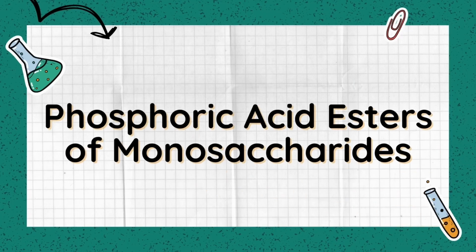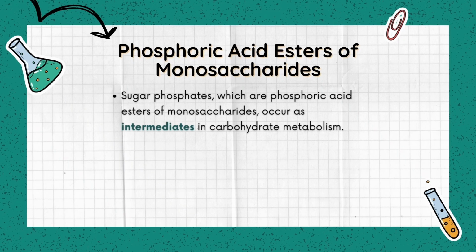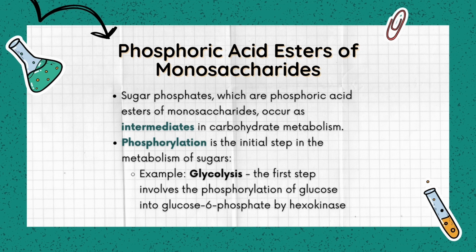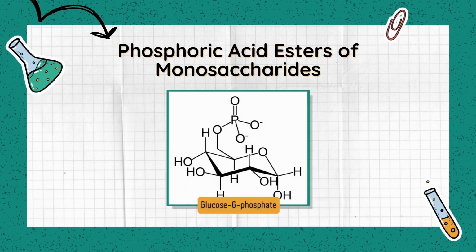Carbohydrate derivatives are sugar molecules that have been modified with substituents other than hydroxyl groups. First, we have phosphoric acid esters of monosaccharides, also known as sugar phosphates. From the name itself, it's basically a sugar molecule with a phosphate group attached. These phosphoric esters of monosaccharides occur as intermediates or precursors of metabolites, especially during carbohydrate metabolism. A good example of this is in the process called glycolysis, or the breakdown of glucose. The first reaction involved in glycolysis involves the enzyme hexokinase, which catalyzes phosphorylation, or addition of a phosphate group to a glucose, which results in the sugar phosphate glucose 6-phosphate.